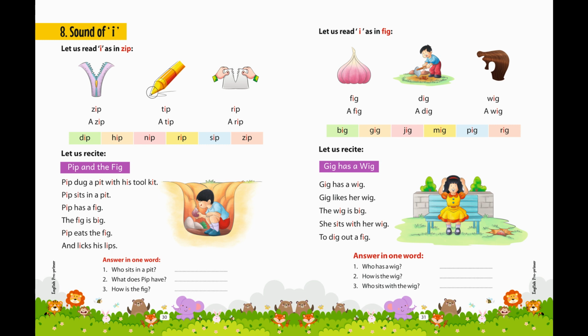Sound of I. Now, let's learn the sound of the letter I, like in the word zip. Read with me: zip, tip, rip. Let us recite. Pip and the fig. Pip dug a pit with his kit. He sits in a pit. He has a fig. The fig is big. He eats the fig and licks his lips.